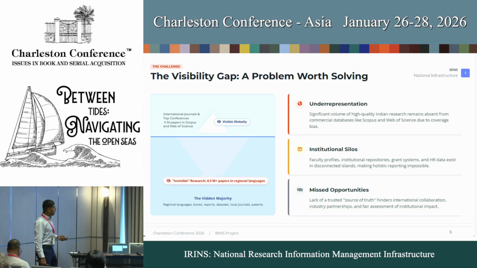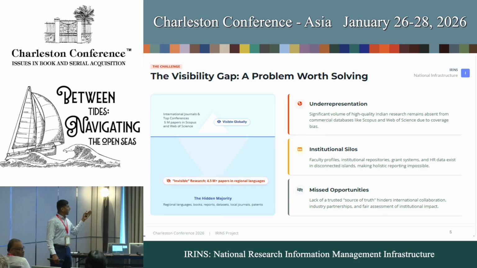The visibility gap, as I told, if you take India as of today, there are near about 5 million research papers available, which include Scopus as well as Web of Science. Near about 4.5 million papers do not have that visibility at all. The reason is that these citation databases are not indexing these journals. There are different reasons because they have their own criteria to index these kinds of journals.